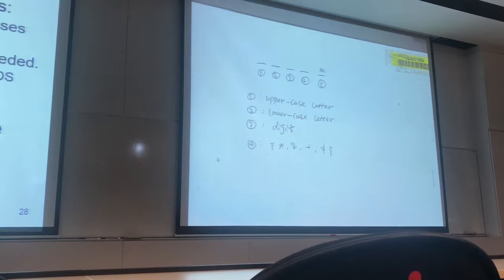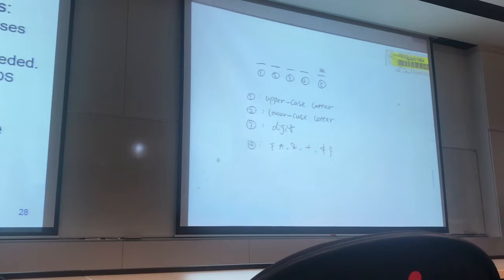The first character is chosen from the alphabet of all the uppercase English letters. The second is chosen from all the possible lowercase letters. The third one is a digit. The fourth one is chosen from this set of special characters. And the last one is fixed, this hex key. Suppose this is the format of the password.